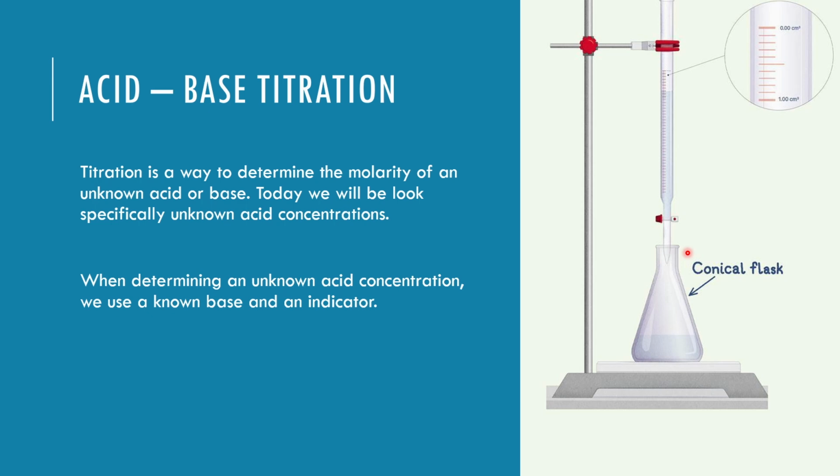So when we're talking about this, we have a conical flask down here, we have a burette, and in this conical flask, if we're talking about an unknown acid, our unknown acid will go down here. We do need to know the volume of that. That's easy for us to figure out. And then we'll have our base up here, and we'll have a known concentration. As we twist this, we'll add more and more base to this, and eventually our indicator will change color.